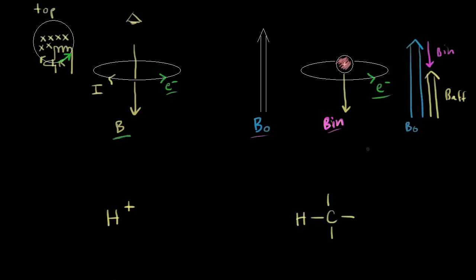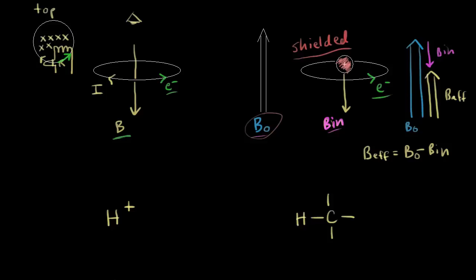Or you can think about it like this: the effective magnetic field experienced by the proton would be equal to the applied magnetic field minus the induced magnetic field. And so this proton, this nucleus, is shielded from the external magnetic field by electrons. This proton here is said to be shielded. If you increase the electron density around a proton, you would therefore increase the shielding of that proton. Shielding has the effect of lowering the effective magnetic field experienced by the proton.